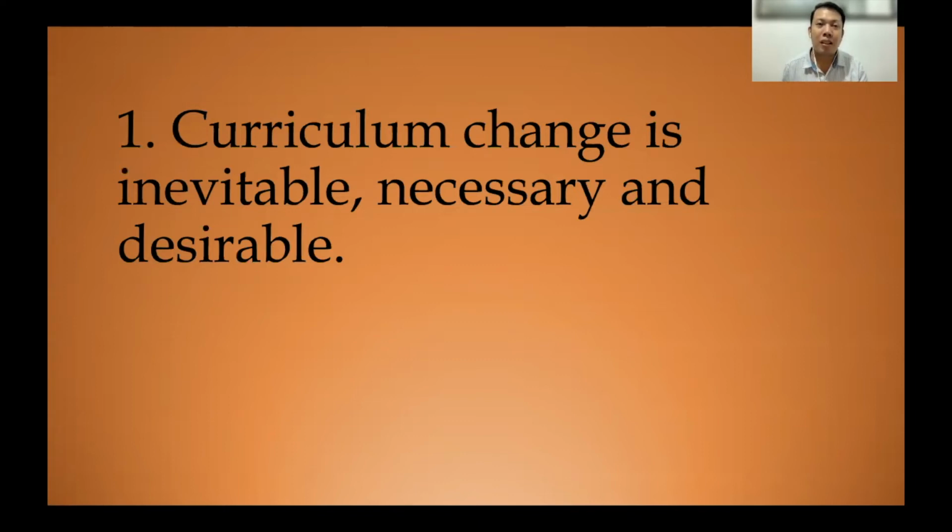It is necessary because we have to adapt to changes. Like for example, the implementation of the K-12 curriculum. Before our implementation of the senior high school of grades 11 and 12, there were only three countries who were not yet implementing the K-12 curriculum. So perhaps right now, there are only two since we are already implementing it. So it is desirable because there is a reason behind changes in the curriculum, and it is always for the better.